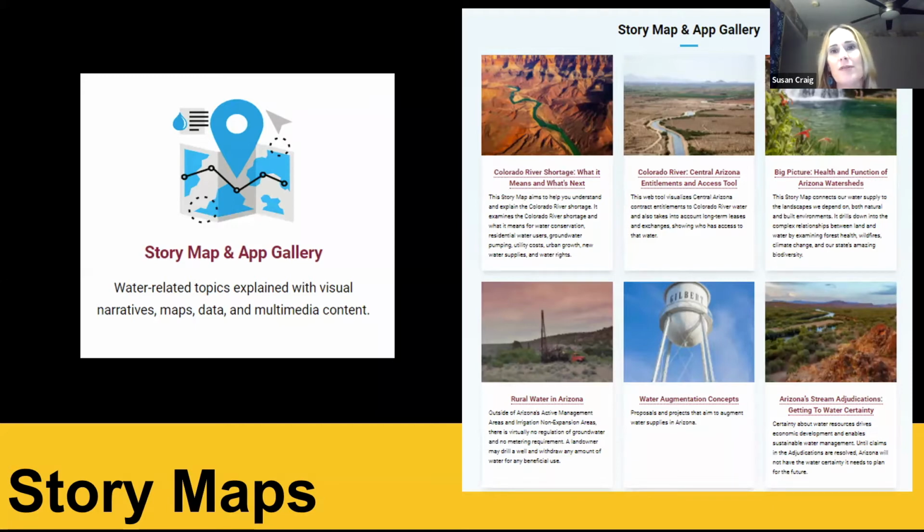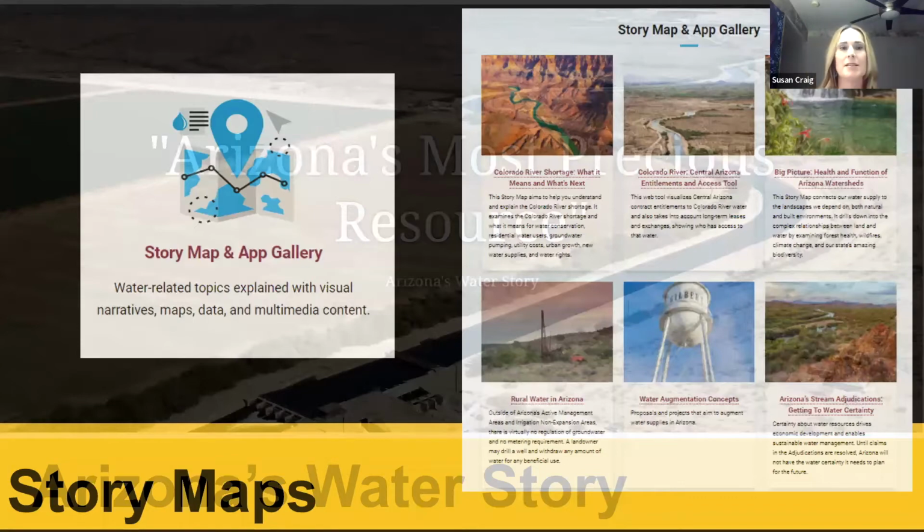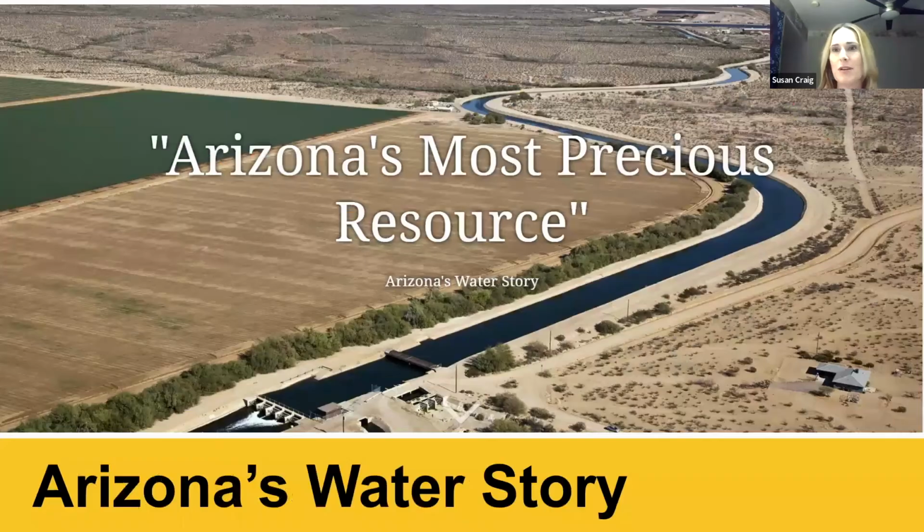And one of, like Sarah was talking about, the Colorado River shortage, you've all heard about. We recently did an explainer on that. I'll show you that. Also, all of the topics that Sarah was just talking about with sources of supply and demand, that can all be found in Arizona's water story. This story map was one of our original story maps. And if you ever wanted to go back and say, oh, what was that she said? It's probably going to be in here. You can probably find the information that you need right here in Arizona's water story.